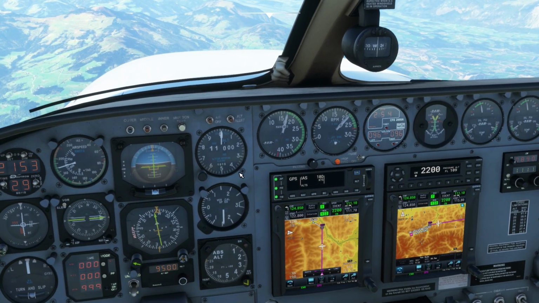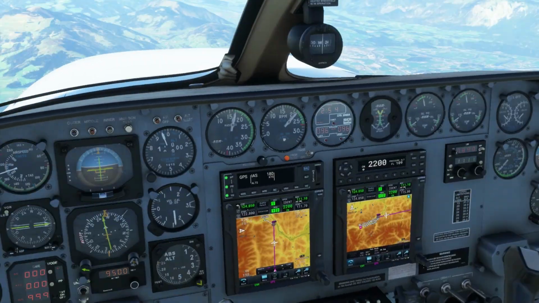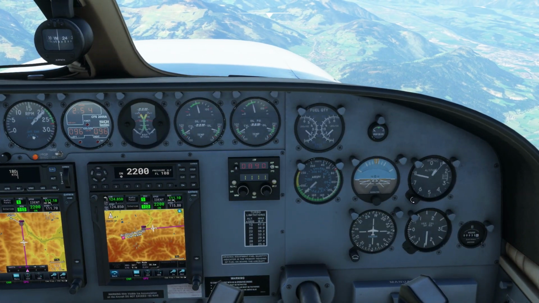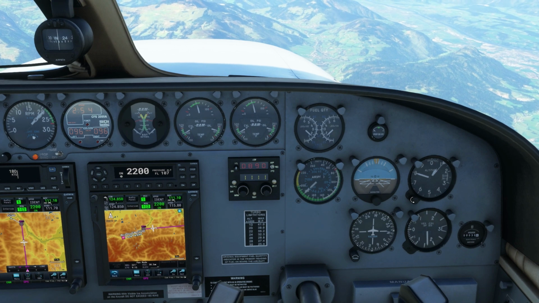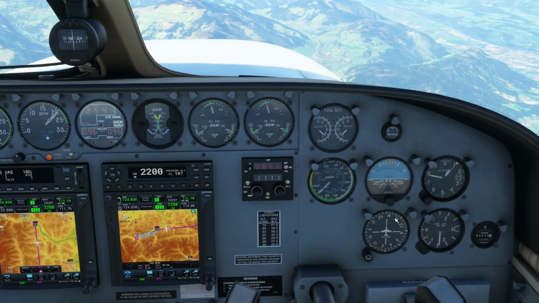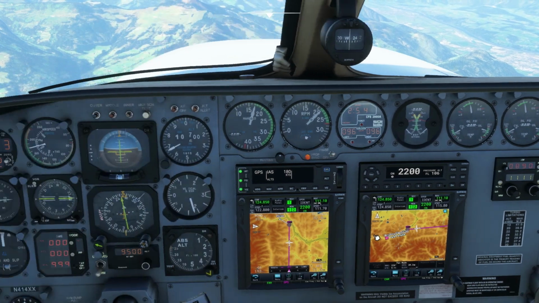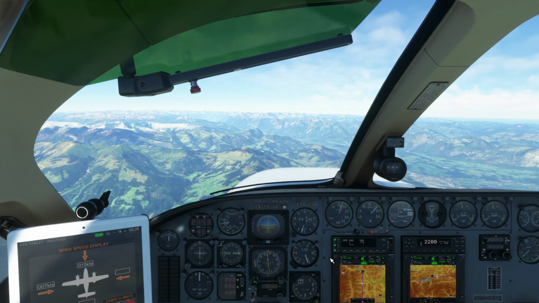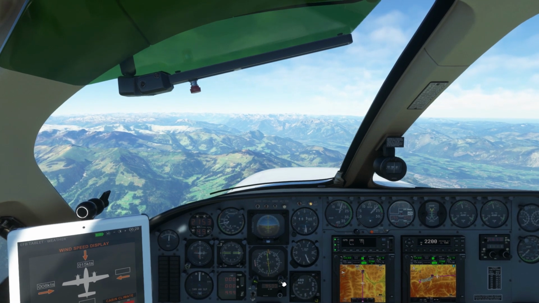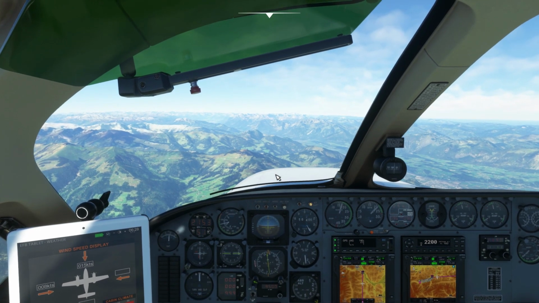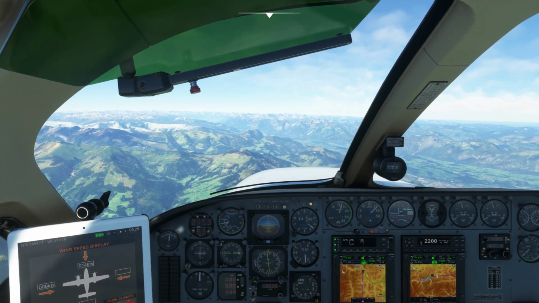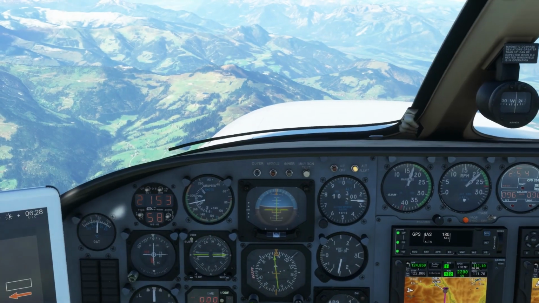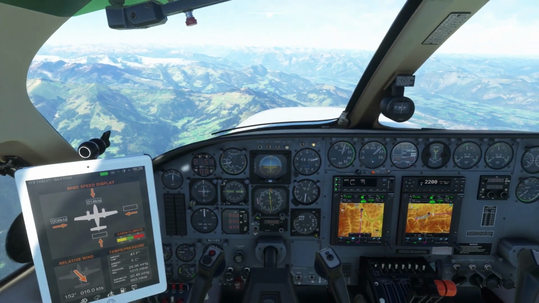Okay, 11,000, switch to, kind of like that. Switch to QNH. Okay, 1,000 to go, and we are 10 miles from Rattenberg. We descended too quickly. Anyway, it doesn't matter.